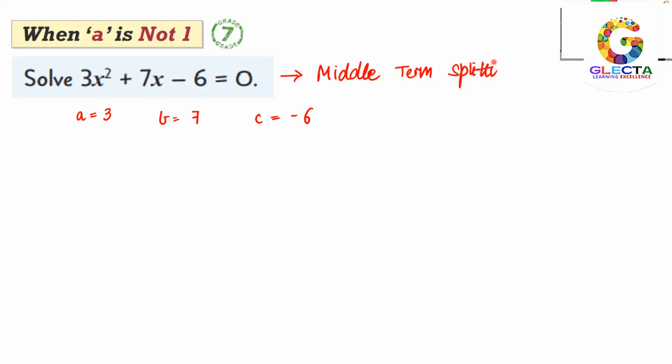The concept is still the same. How you start your question is still the same. You need to think of two numbers such that when you add them up, you get the number in the middle, which is 7.